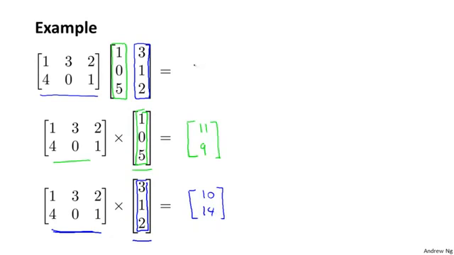Then I'm just going to take these two results and put them together, and that'll be my answer. The outcome of this product is going to be a 2 by 2 matrix, and I fill it in by taking my elements 11, 9 and plugging them in the first column, and taking 10, 14 and plugging them into the second column. So that was the mechanics of how to multiply a matrix by another matrix. You basically look at the second matrix one column at a time, and then you assemble the answers.